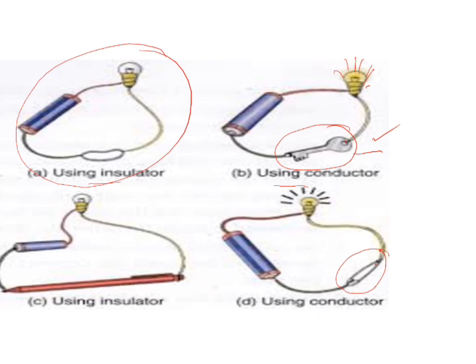How about this? When a rubber and the cap of a pen, which is made of plastic, are placed, the bulb does not glow. It shows that they do not allow the flow of current and hence they are bad conductors of electricity.